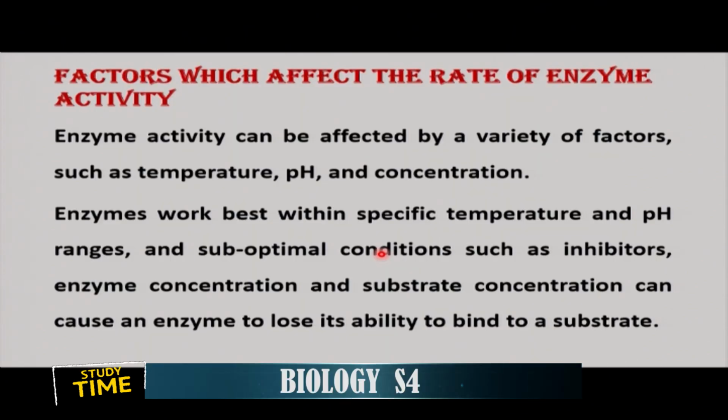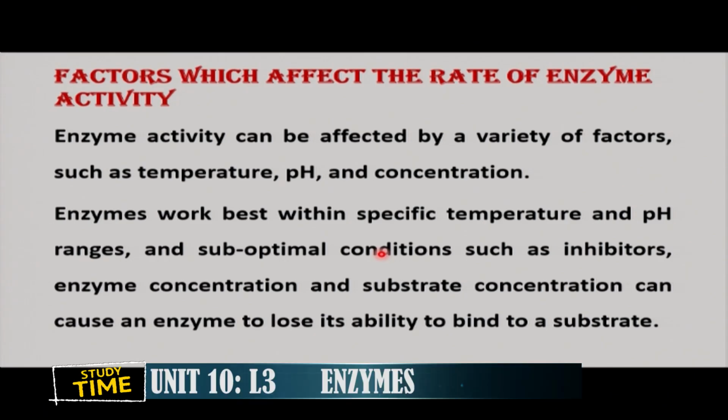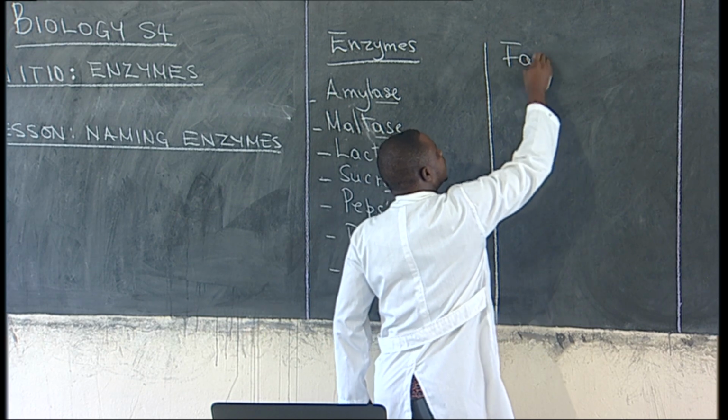Now, students, we have seen examples of enzymes. We have seen different models describing the functioning mechanism of the enzymes. Let us talk about factors which affect the rate of enzyme activity. Enzyme activity can be affected by a number of factors. One of them is temperature. These are the factors which affect enzymes.